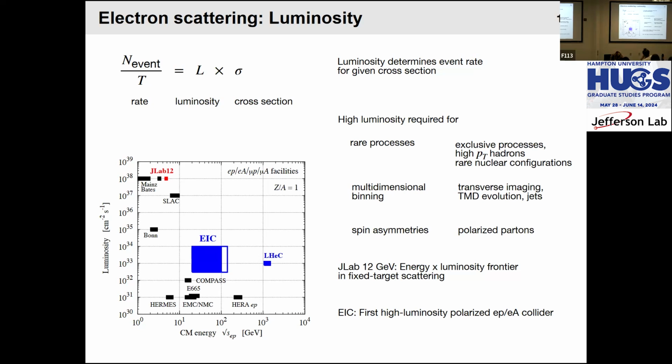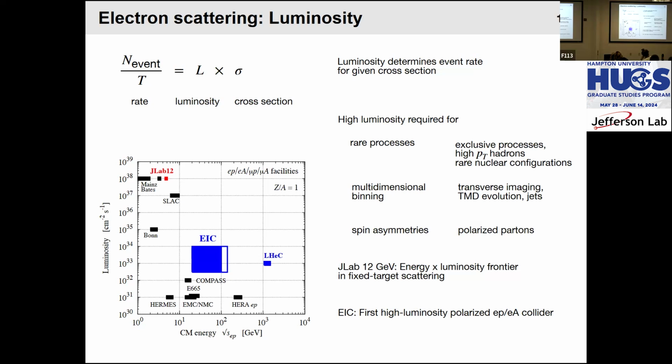Now down, what you see down here, HERMES and COMPASS, these are the spin physics experiments at DESY and CERN. They use fixed target scattering, but at higher energies.